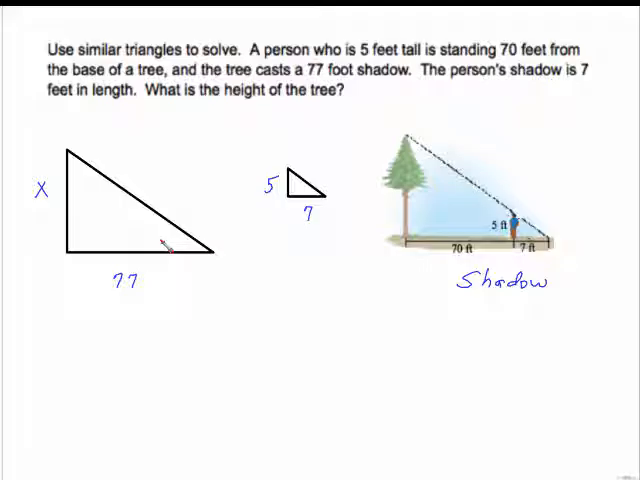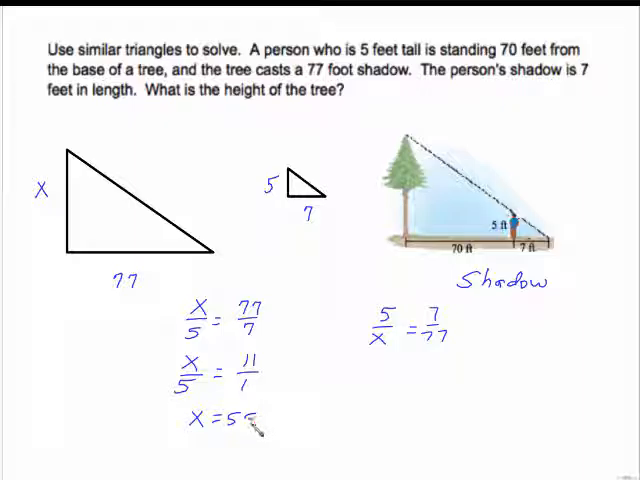So my proportion is x over 5, because those are the corresponding sides, equals 77 over 7, because those are the corresponding sides. Of course, I could have this totally upside down. It could be 5 over x equals 7 over 77. You can cross multiply right there. I'm going to reduce this out a little to make the arithmetic easier. I know 77 divided by 7 is 11. It's 11 over 1. Cross multiply, and we get x equals 55 feet. So this tree is 55 feet tall.